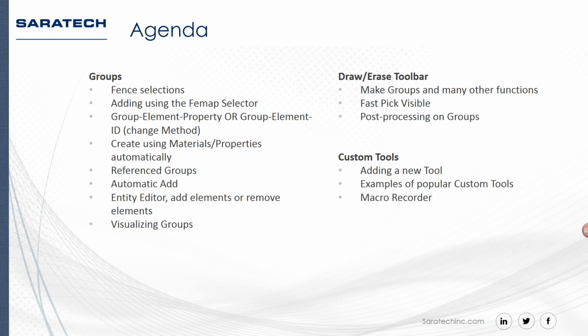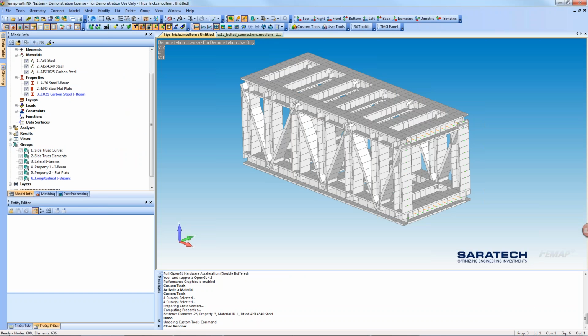So with that, let's go ahead and jump in here. So here I have a model. It's a simple truss structure. We have different curves here in this model to represent the truss structure, and we already have elements as you can see. Notice we have a few different materials and properties defined in our model info tree.